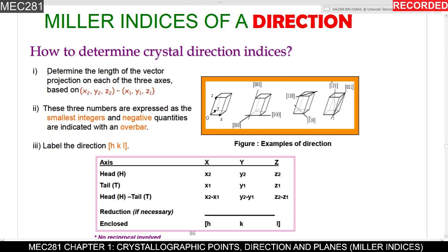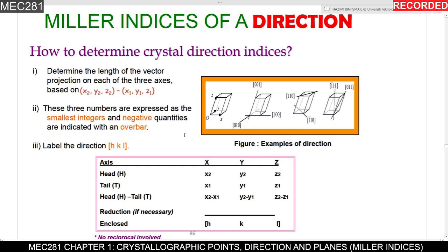The first step is to determine the length of the vector projection on each of the 3 axes, based on x2, y2, z2 minus x1, y1, z1. Then these 3 numbers are expressed as the smallest integers, and negative quantities are indicated with an over bar.